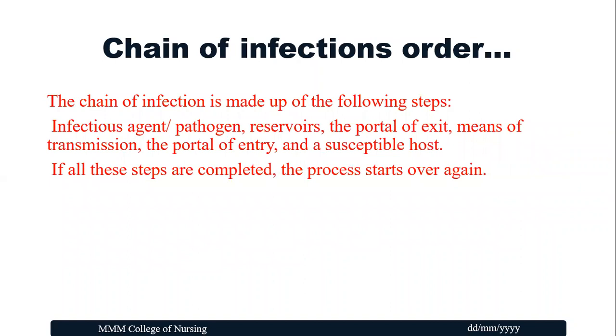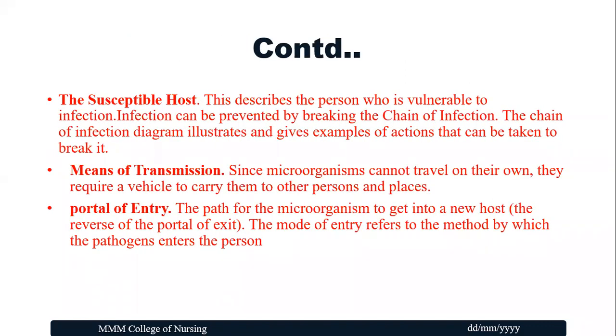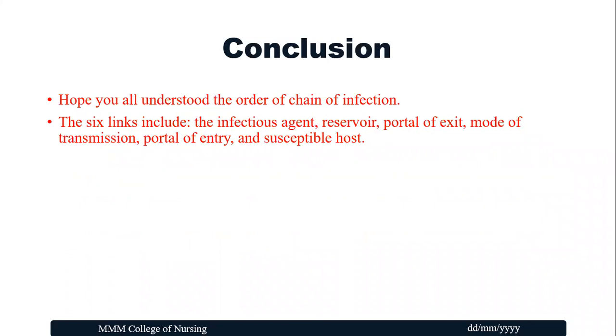The chain of infection order is the infectious agent or the pathogen, the reservoir, the portal of exit, means of transmission, portal of entry, and a susceptible host. These are the 6 steps. Hope you all understood the order of the chain of infection.